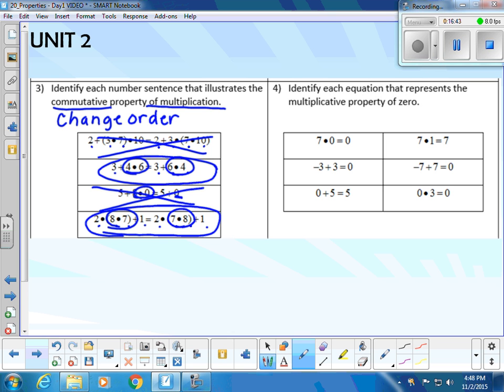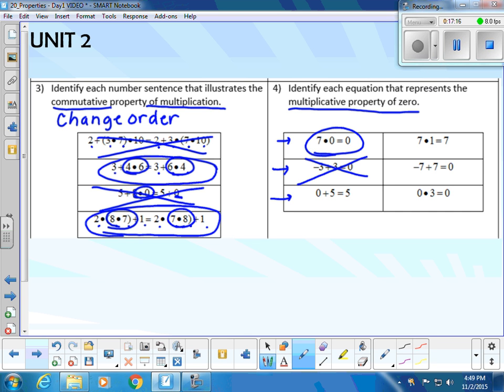For number 4, identify each equation that represents the multiplicative property of 0. Remember, the property of 0 says anything I multiply times 0 is going to give me 0. So if we look at the first one, I'm multiplying. 7 times 0 equals 0, so that is an example. If you look at the second one, negative 3 plus 3, I don't see any multiplication. It equals 0, but it's not multiplication, so that cannot be it. That's actually the additive inverse.